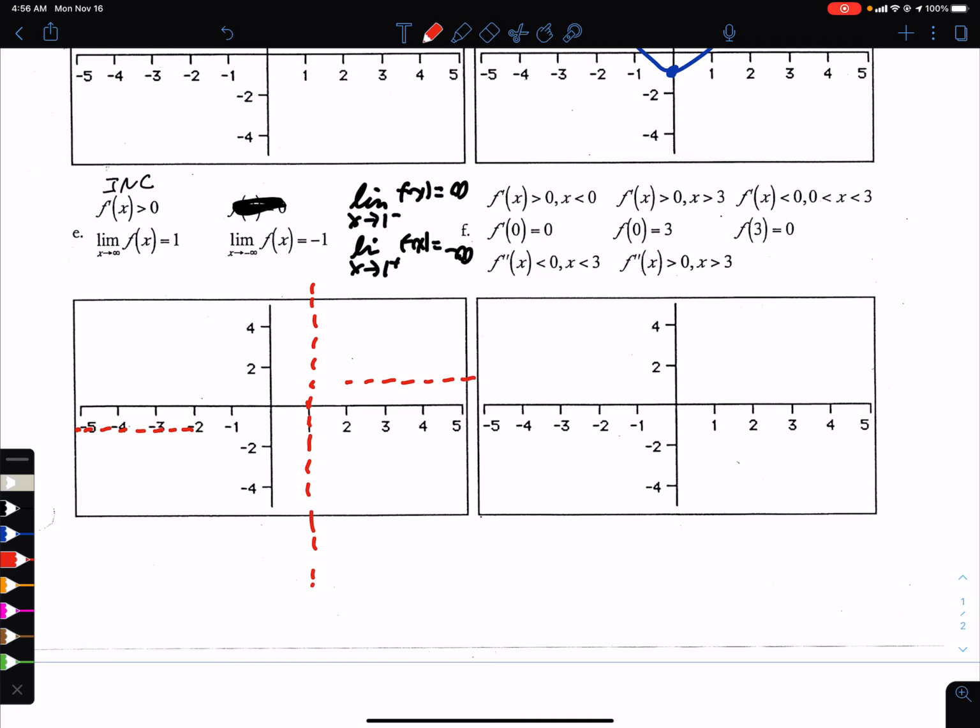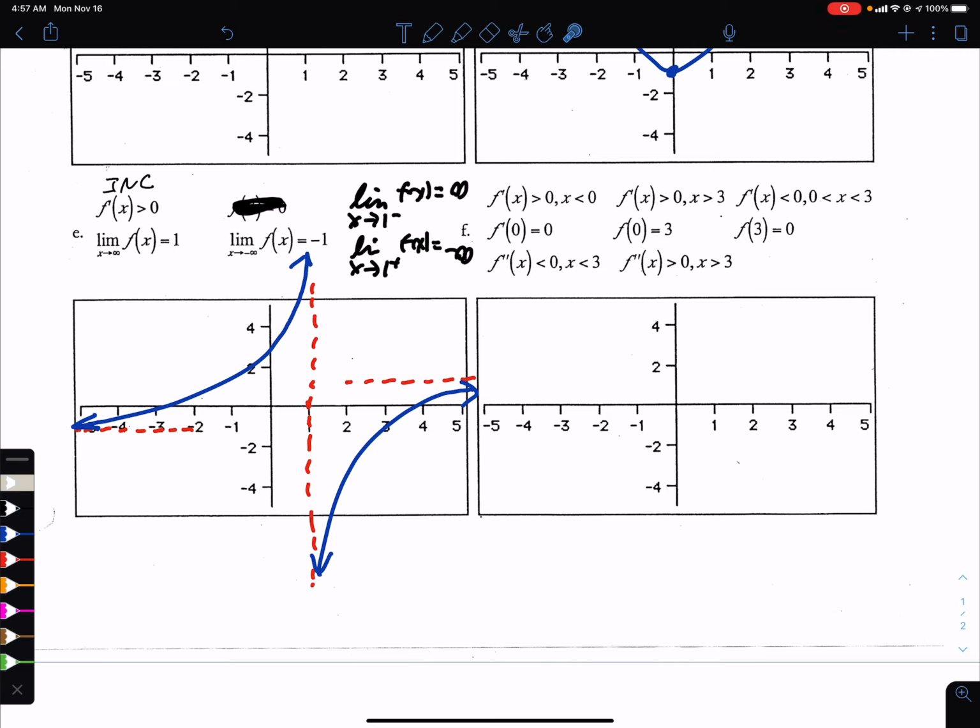Okay. It's always increasing. So I have to draw an increasing function. I have to approach this. It increases, so I move up, and it has to approach that as an asymptote. And here, I'll just draw it and explain. Is this always increasing? Yes, it's getting bigger. Do I approach negative infinity as I get closer to 1 from the right? Yes. And do I approach 1 as x goes to infinity? Yeah. So that's the graph of that one.